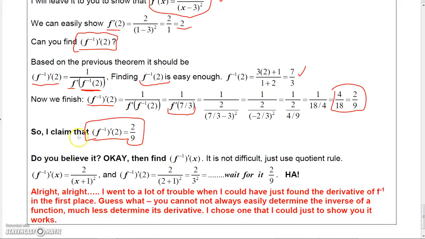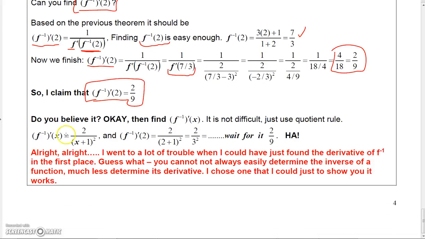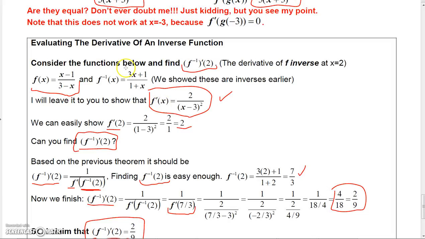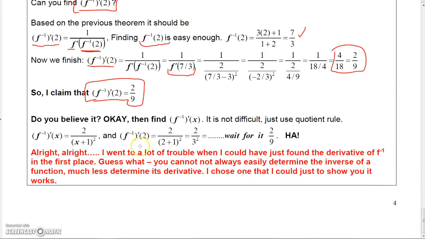Now, if you don't believe that, then find the inverse and then take its derivative. If you found the derivative of this, you would actually find that it's 2 over x plus 1 squared, and then if you evaluate that derivative at 2, you're going to get the same thing I got up here, 2/9.